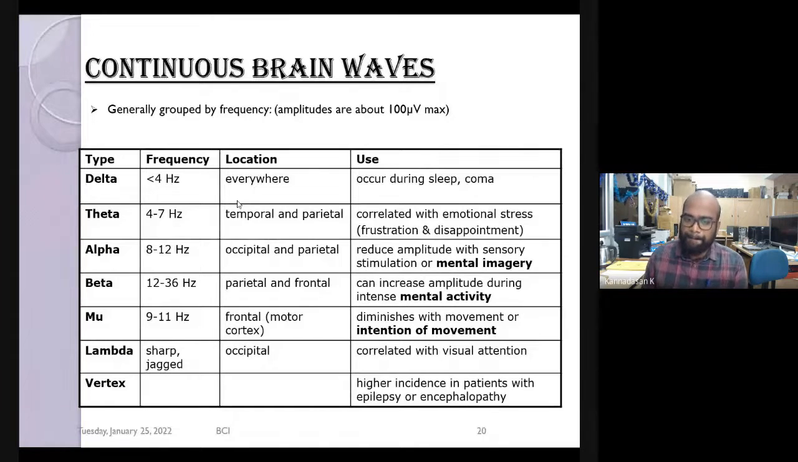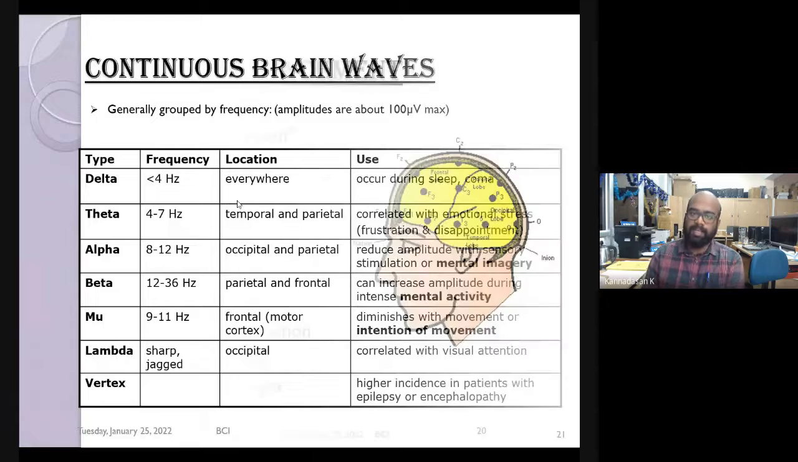Then beta. Beta can increase the amplitude during intense mental activity. When you're doing something very seriously, it is related with beta in the parietal and frontal lobe. And mu and lambda are some other signals presented in research papers. But basically, delta, theta, alpha, beta, and gamma are the waves which we will be using in the research.